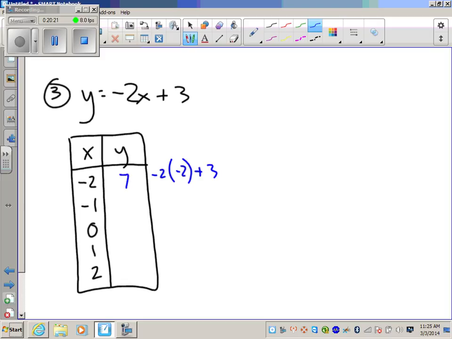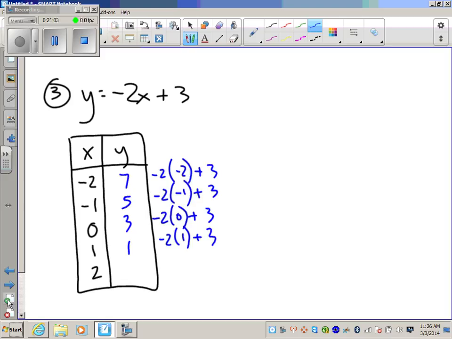now we'll do the same thing. Plug our negative 1, negative 2 times negative 1 is positive 2 plus 3. Plug in our 0. Negative 2 times 0 plus 3. What's negative 2 times 0? 0 plus 3. Plug in our 1. Negative 2 times a positive 1 is what? Negative 2 plus 3 is 1, positive 1.